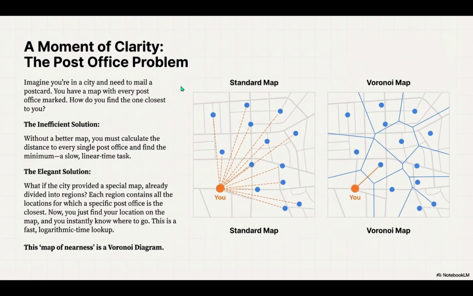Very slow. But if you have a Voronoi map of the city's post offices, the map is already divided into these regions of influence. You just find out which region you're standing in, and you instantly know which post office is closest. It turns a slow search into basically an instant lookup. And what's so powerful is that this has always been about revealing hidden spatial influence. You mentioned a historical case that really drives this home, that this isn't just some abstract math.